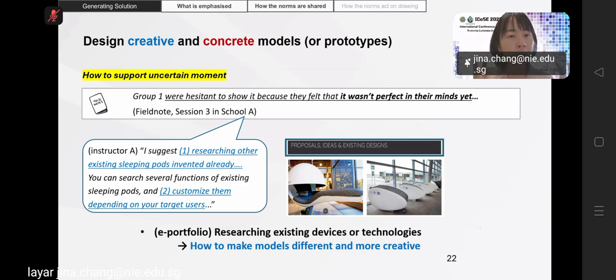students start to find and research about the existing spinning part, key difference, right?